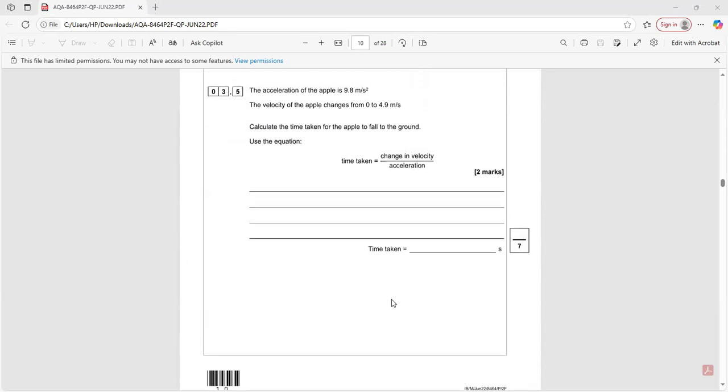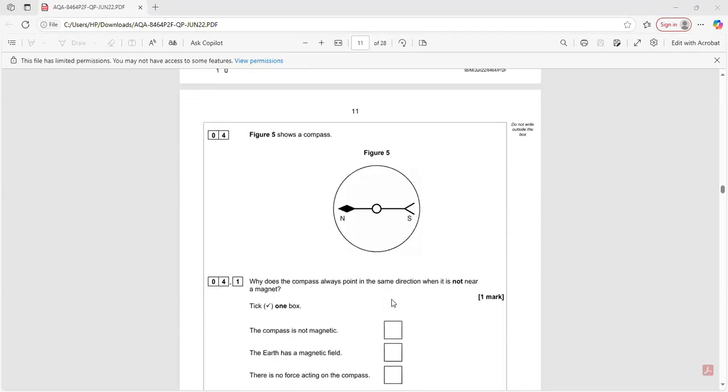4.9 divided by 9.8. 0.5. 0.5. Yes. Okay, good. Yes, I think it's correct because 9.8 is half of 4.9. You're right. Okay.